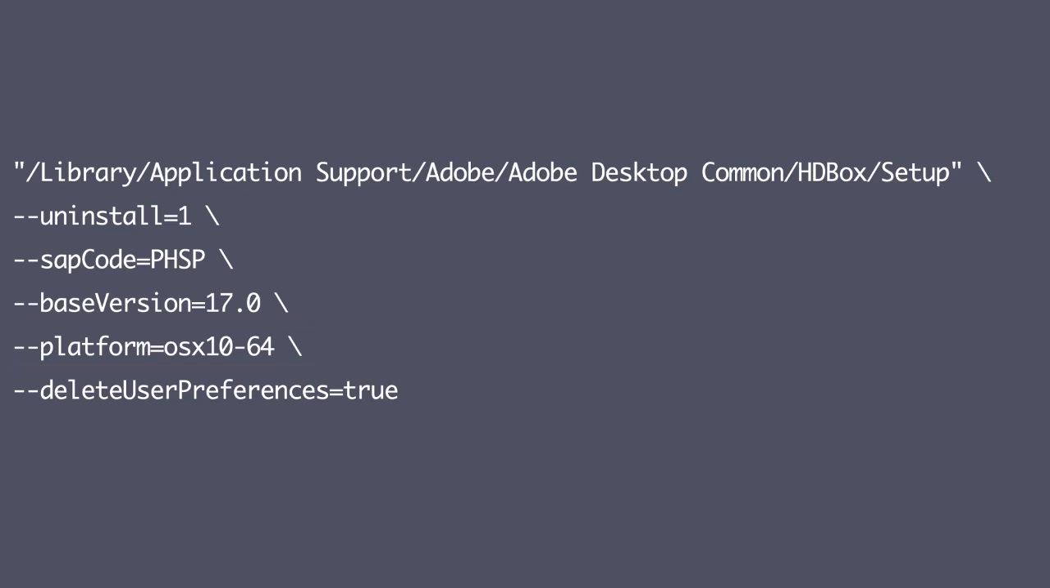The last option shown here is the delete user preferences option. With this set to true, the tool will also try to remove any related preferences in user areas. Personally, I'd suggest setting this to false unless you have a very specific need to remove these items.